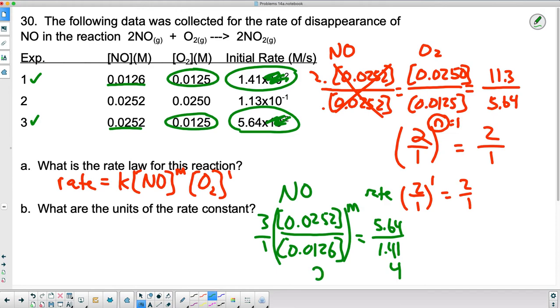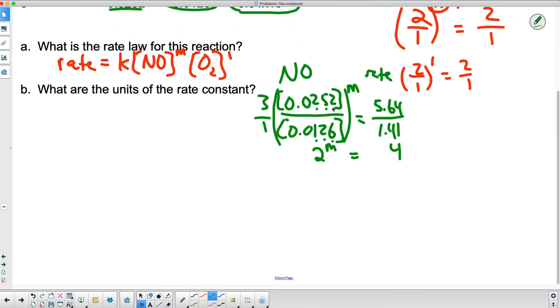But here I have 2, because 0.0252 is twice 0.0126. So what number for m would make this case? Here, I'm going to scroll up a little bit to give myself more room so you can see what's going on. There we go. Now I don't have to force it all in one thing here. So that equals 4 for this one. This one here equals 2, so I get 2 to the m equals 4.